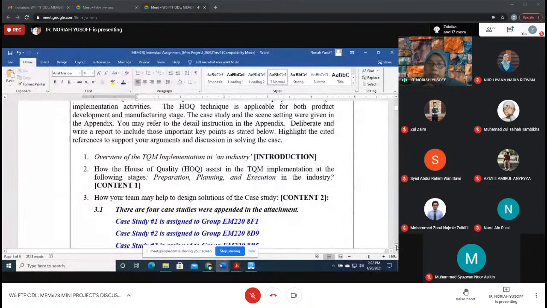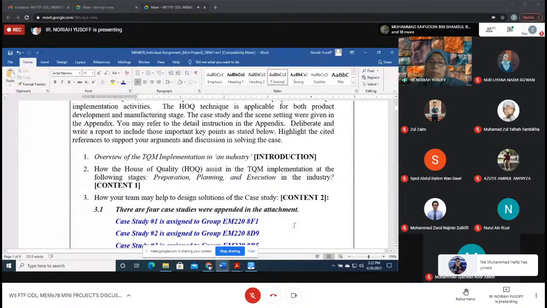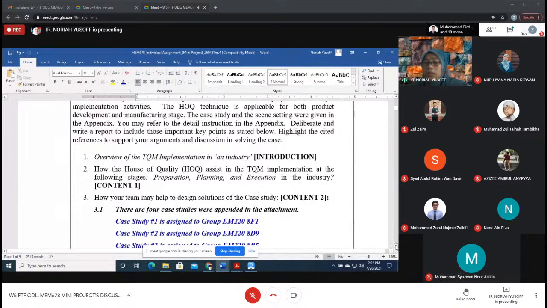First, in the report structure or report content, you need to include the introduction at first, okay? The introduction is about the overview of the TQM implementation in an industry. In this case, I've given you the scenario. That particular industry, you have to refer to according to the case study that has been assigned to your group. Okay? Point number two, how the HOQ assists in the TQM implementation at the following stages: preparation, planning, execution in the industry. That will be included in content number one.